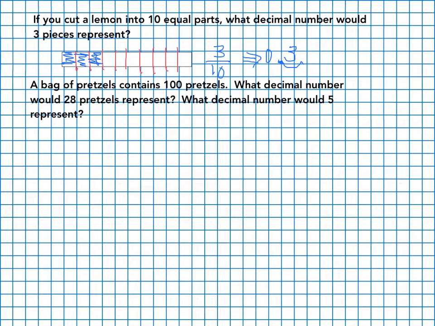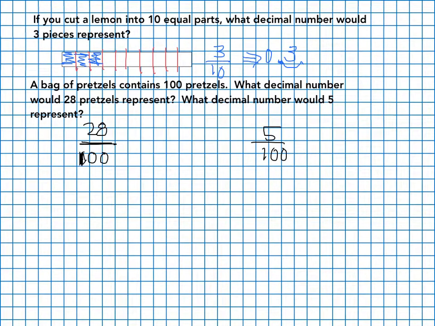But when we look at 100 pretzels, that is going to be our denominator, out of 100. We're going to have 2 fractions because the first one is going to be 28 out of 100 and the second one is going to be 5 out of 100. Let's slide this one over a little bit to give us more space, and that's 5 out of 100.